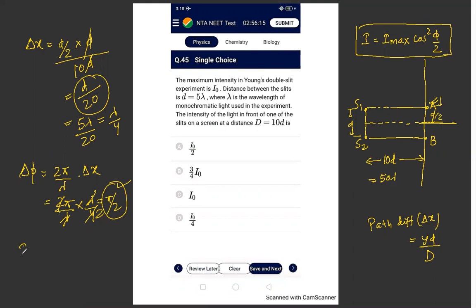Let me write down all these things. I is equal to I naught cos square of phi by 2, that is cos square pi by 4. Cos 45 degrees is 1 by root 2, and 1 by root 2 whole square is 1 by 2. So we get I naught by 2. So what is the answer? The answer is option A, that is I naught by 2.